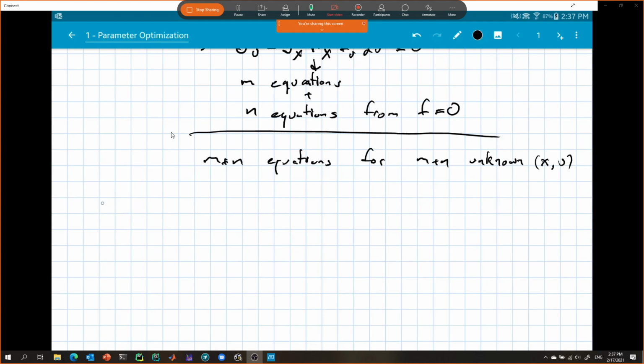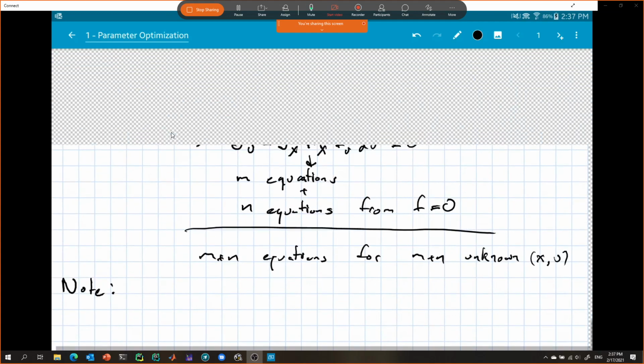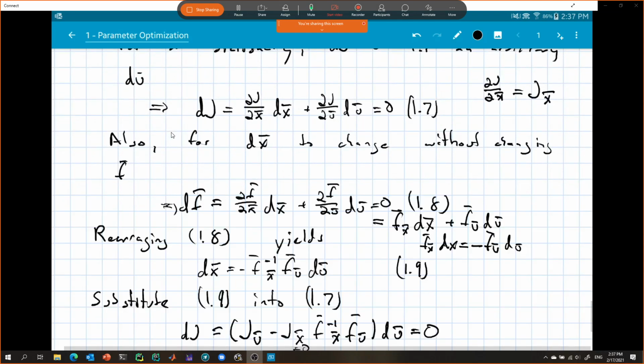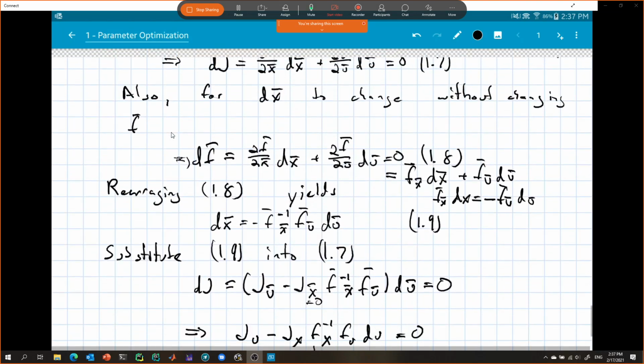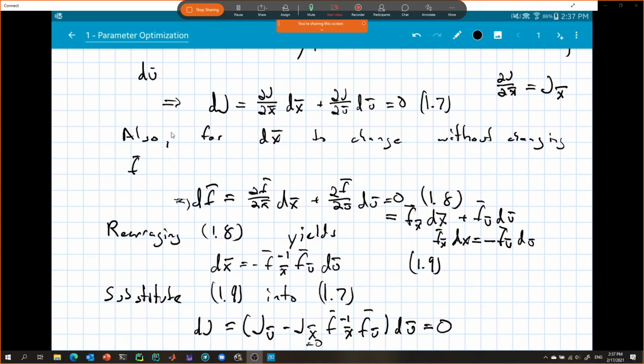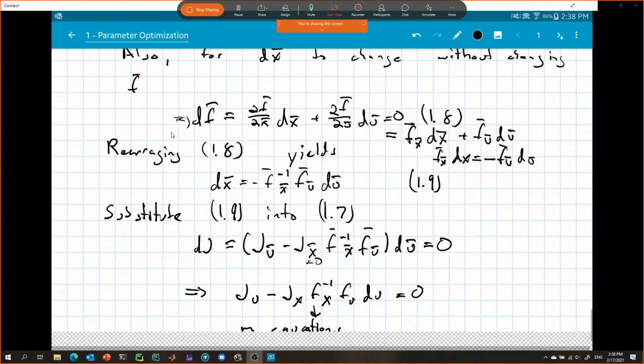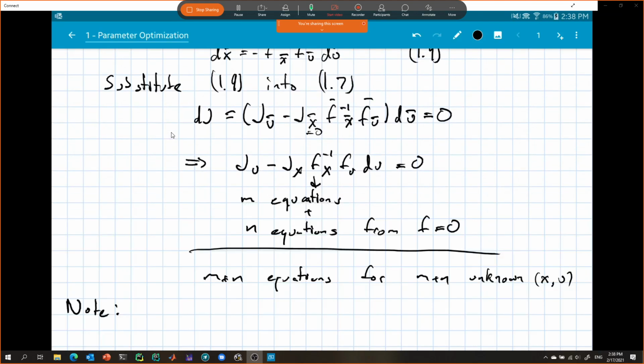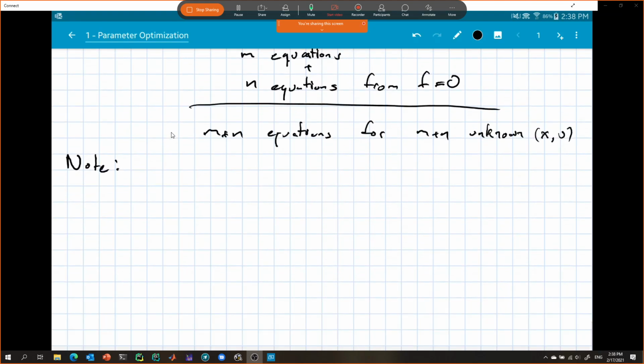So let's note this. And I actually think this has been useful for me. So if we look back on 1.7 and 1.8, right? There's a symmetry here, right? We have dJ equal to 0 and df equal to 0. And of course, df is several equations, dJ is just one. But there's a clear symmetry there. And this is something that's kind of bothered me for a while until I connected it.